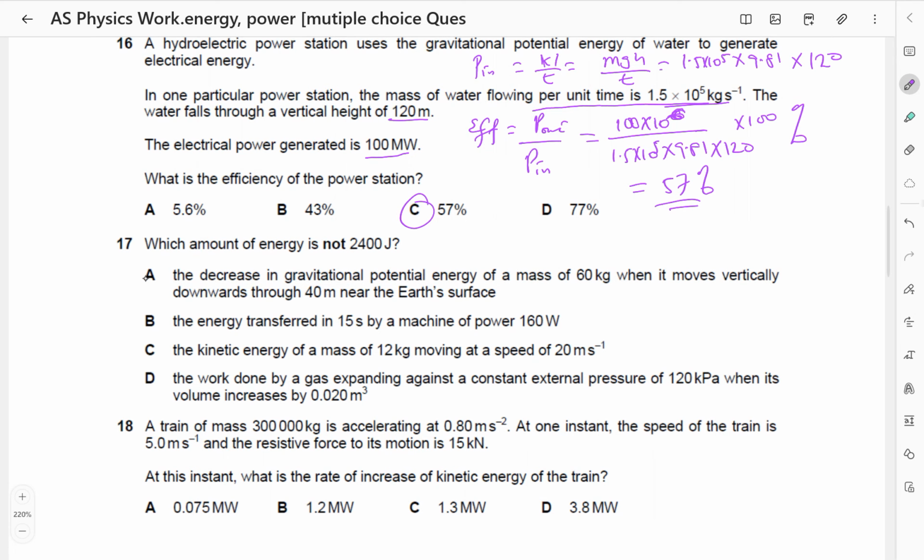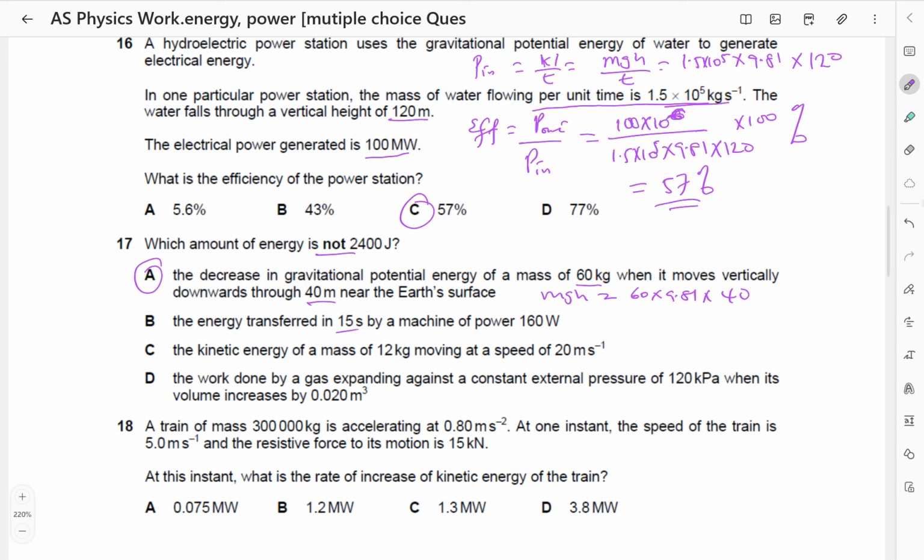Which amount of energy is not 2,400 joules? The decrease in gravitational potential energy of a mass 60 kilograms when it moves vertically downwards through 40 meters. So the decrease is mgh, which is 60 times 9.81 times 40. This is automatically not 2,400. So the answer is A.